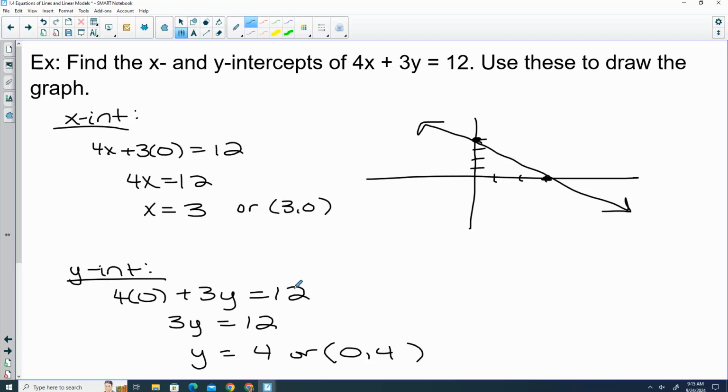Any questions on those problems? Remember how to draw our graphs from last week? Last thing I want to talk about is parallel and perpendicular.